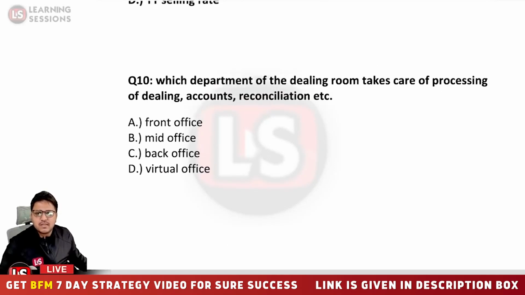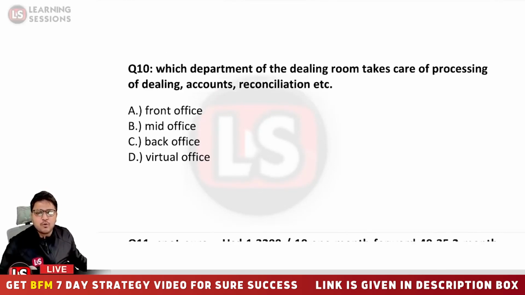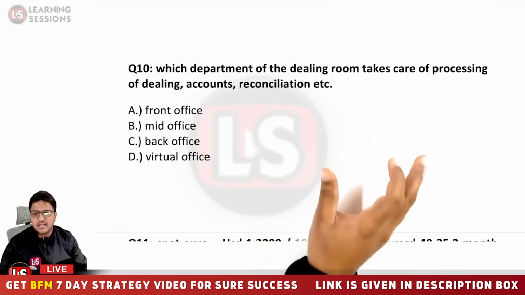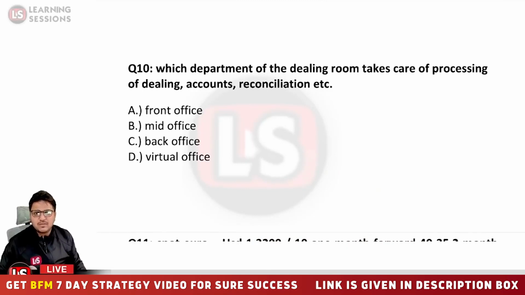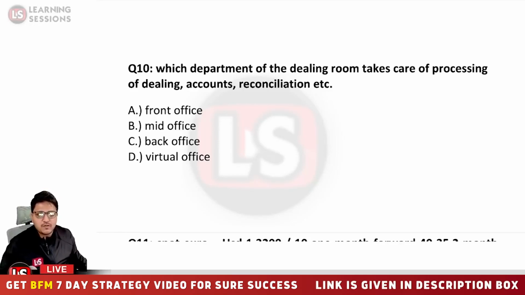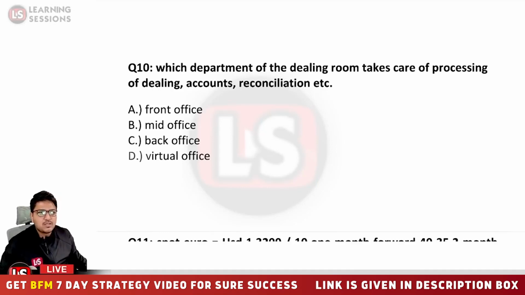The next question asks which of the following departments of the dealing room takes care of processing of deals, accounts, and reconciliation. There are three departments in the dealing room itself: the front office, mid office, and back office. It's the back office that takes care of that. The mid office is responsible for risk management, and the front office deals particularly with the different counterparties. Option C is the right answer.